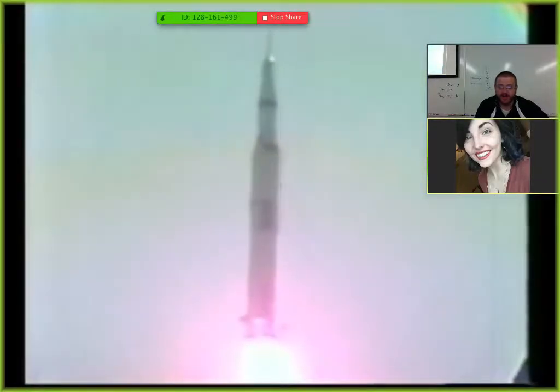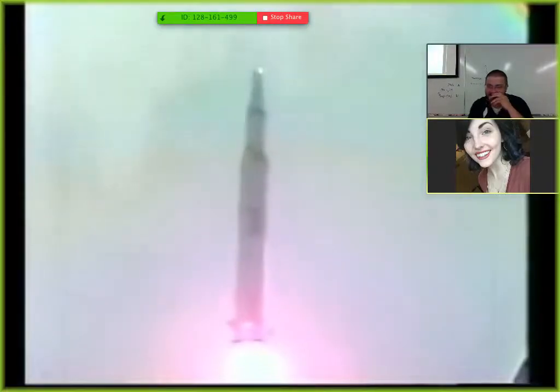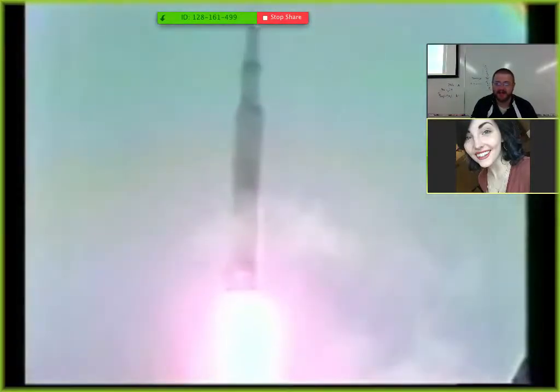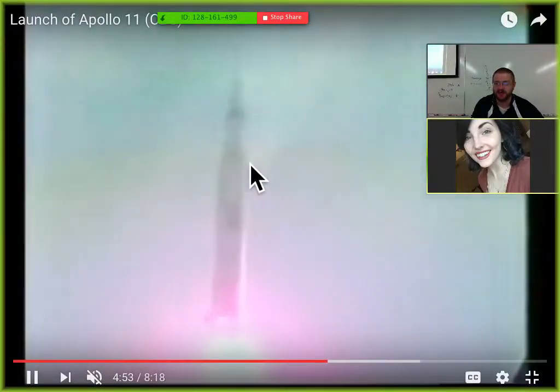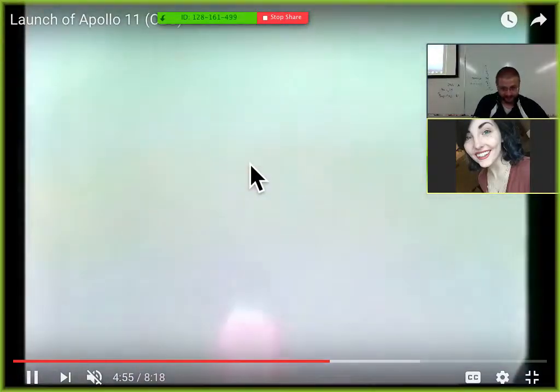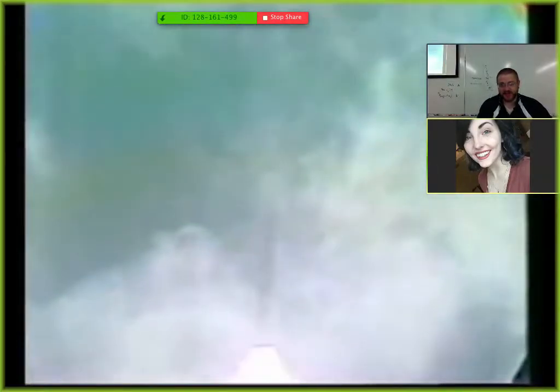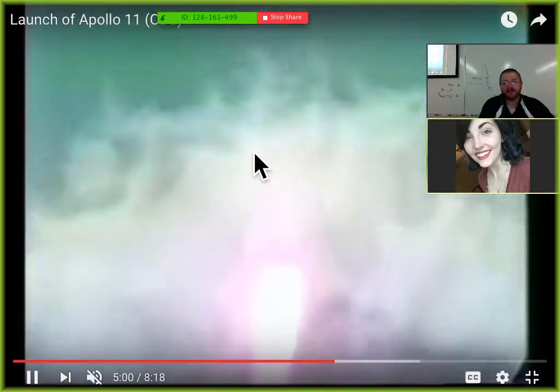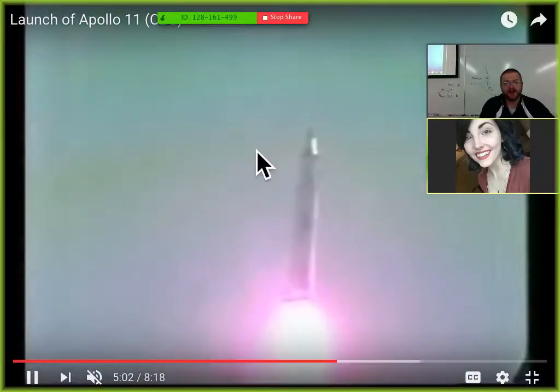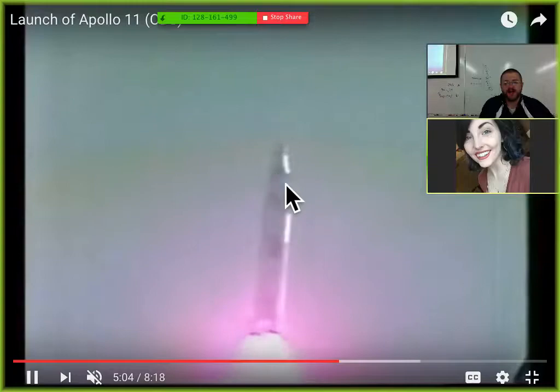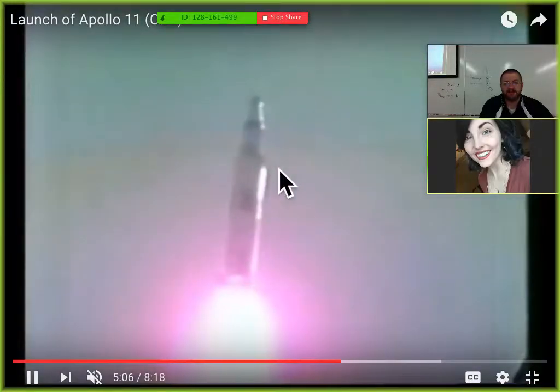And now, contrary to popular belief, these rockets didn't just blast straight up. They went up for a little while, but then they started pitching. You can notice already that it's turning over. And by the time it would clear the upper cloud layers, it would be almost horizontal. You can see it's pitching pretty radically at this point.